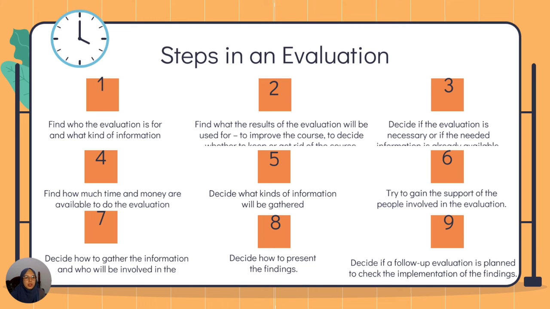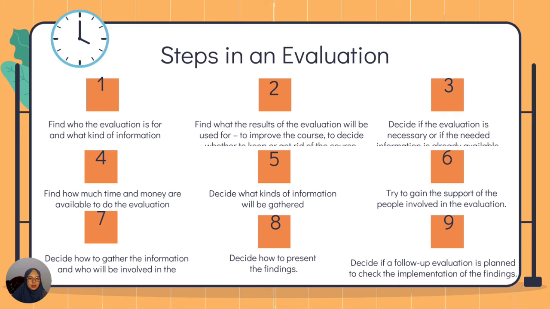The next step, we have to find how much time and money are available to do the evaluation. After we find how much time and money, we decide what kinds of information will be gathered. Some of the information gathered in this step is the amount of learning, quality of learning, quality of teaching, quality of curriculum design, teacher satisfaction, learner satisfaction, sponsor satisfaction, and finances of the course.